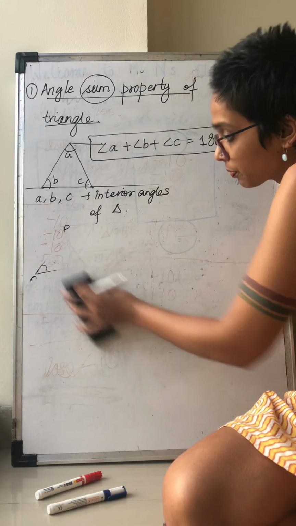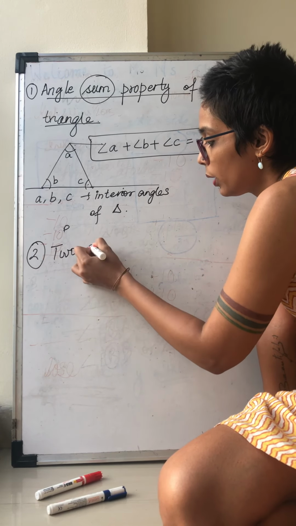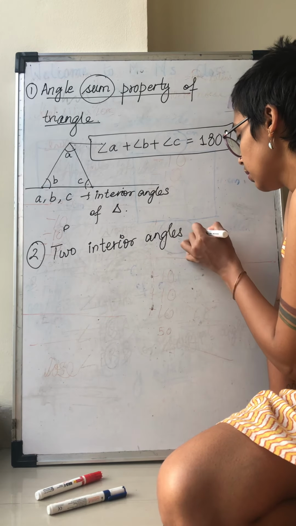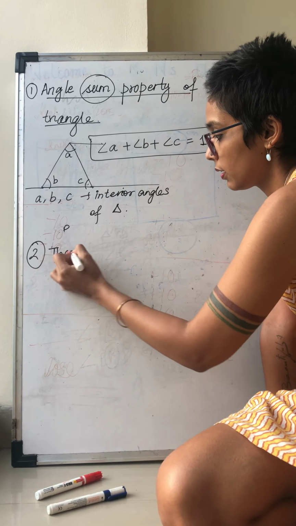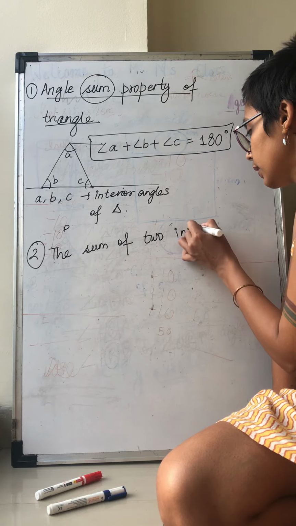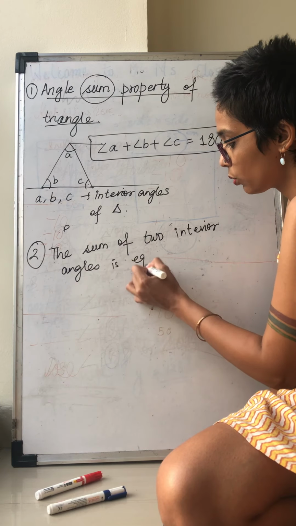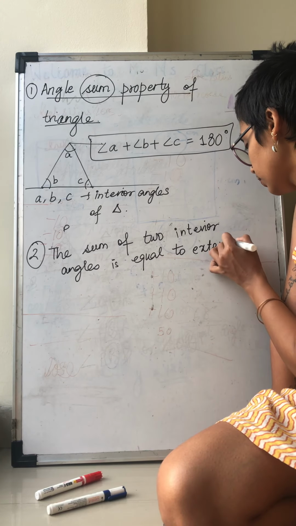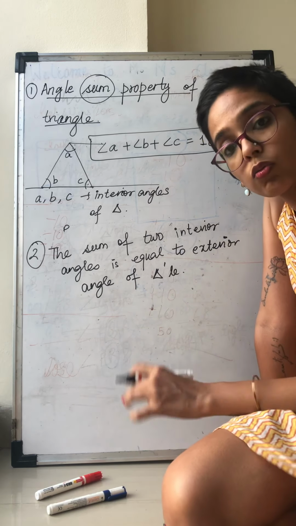Now the second property is that the sum of two interior angles is equal to the exterior angle of a triangle. Now what does this mean?